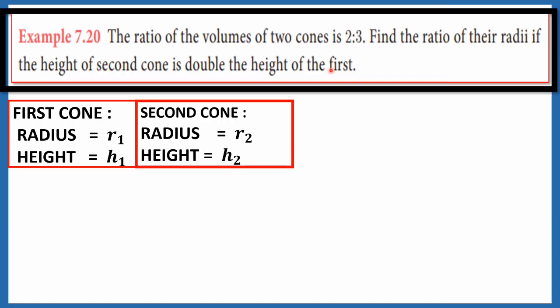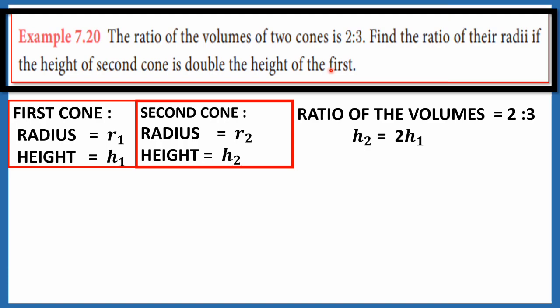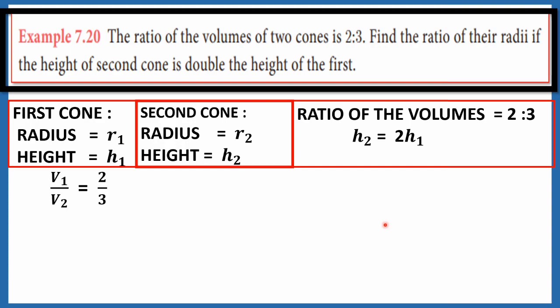What is given in the question? Ratio of the volumes is given. Volumes are usually denoted by the letter V. Then one condition is given. Height of the second cone, that is h2, equals double the height of the first. h2 equals 2h1. Take the volume of the first cone as V1 and second cone as V2. So V1 by V2 equals 2 by 3.